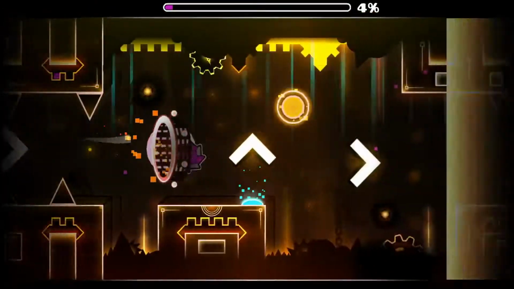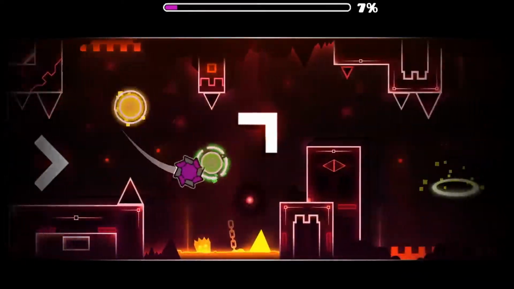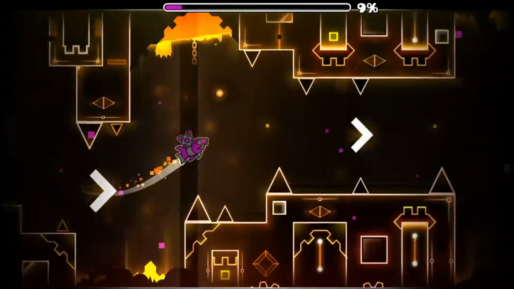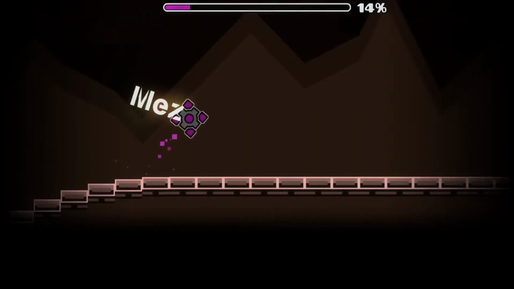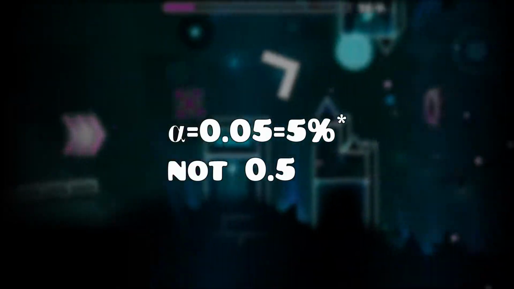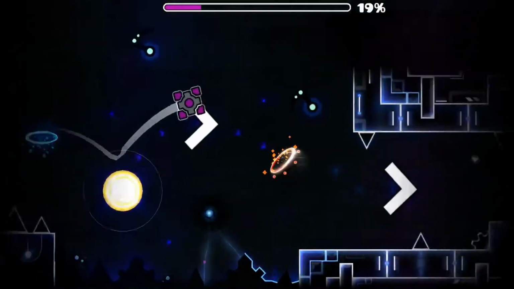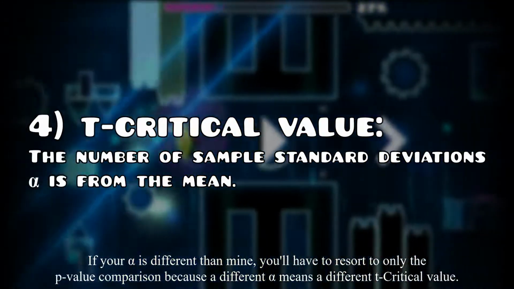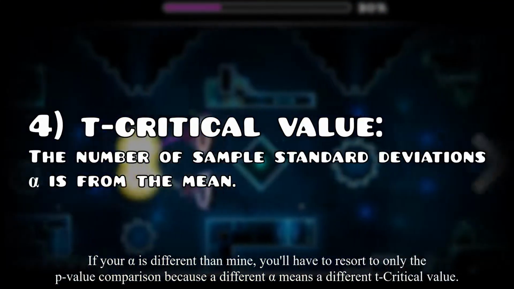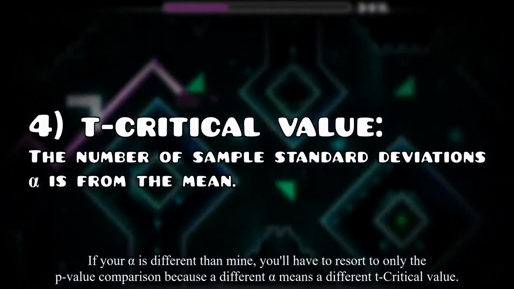An alpha closer to 1 states you believe H0 is likely true, but if it's closer to 0, you believe in the alternative hypothesis. Often, alpha is 0.5, but it really just depends on you and the scenario. Lastly is the t-critical value. This tells us how many sample standard deviations alpha is from the mean.